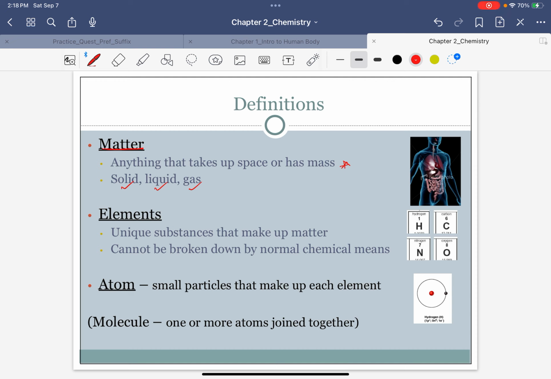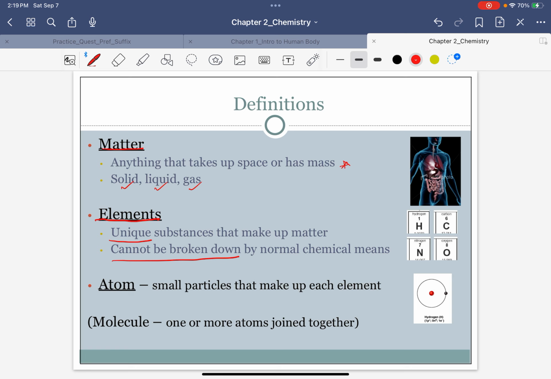What if I said on an exam question, which of the following is the correct definition of matter? You would choose the one that says something like something that takes up space and has mass. Then we move to smaller components of matter. Elements. Elements are unique substances that make up matter, but more importantly, they cannot be broken down by normal means. So again, just be able to pair each of these with their correct definition. An element, a unique substance that cannot be broken down by normal means.